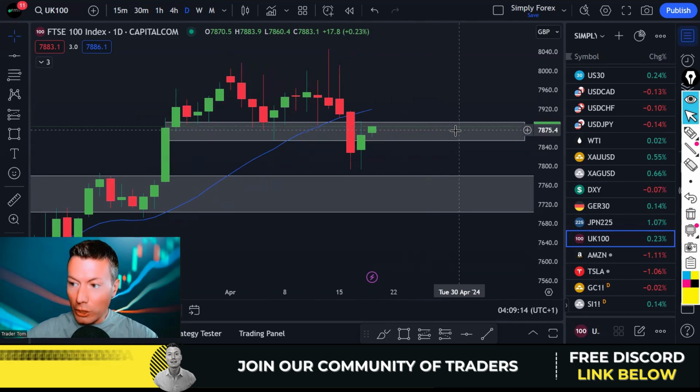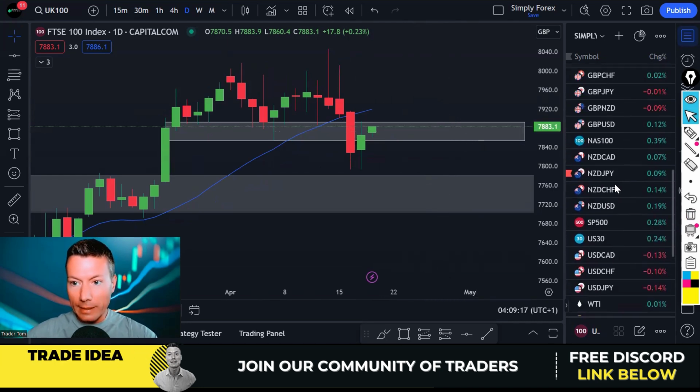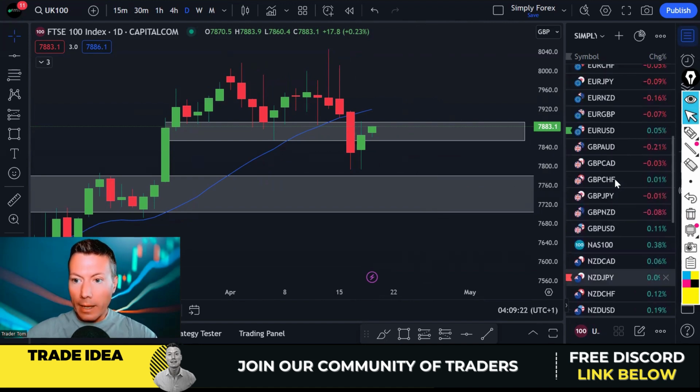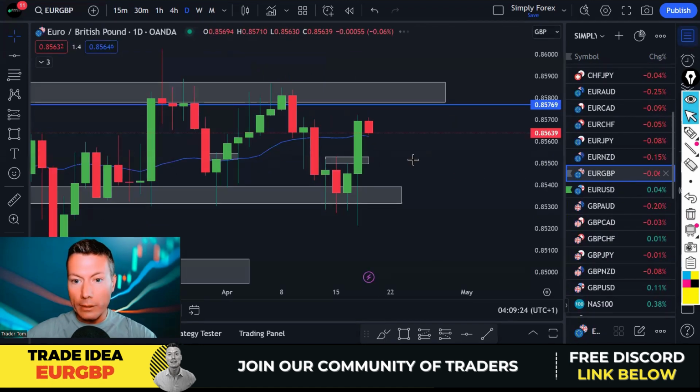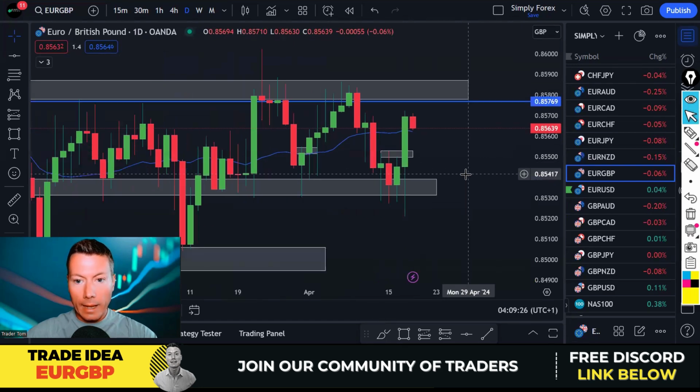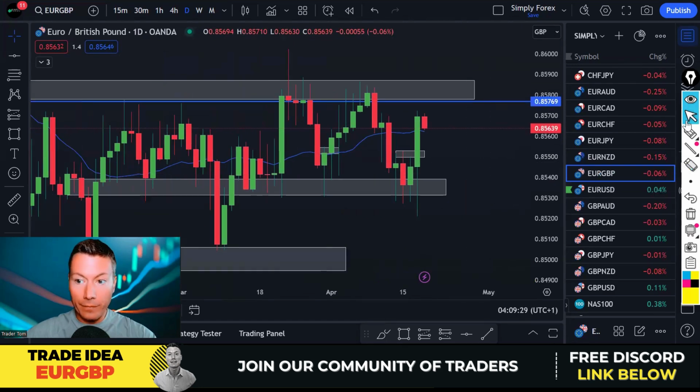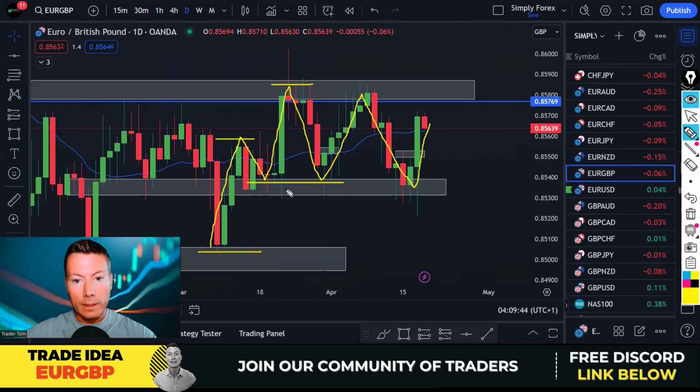But my first trade idea for today, and really my only trade idea apart from the indices, is Euro Pound. This was a trade idea from yesterday, and nothing's changed. In fact, we have more confirmation that the idea was correct. We were in an uptrend, stroke range, with higher lows and higher highs. These lows haven't broken. In fact, they've started to form a range between here and here.